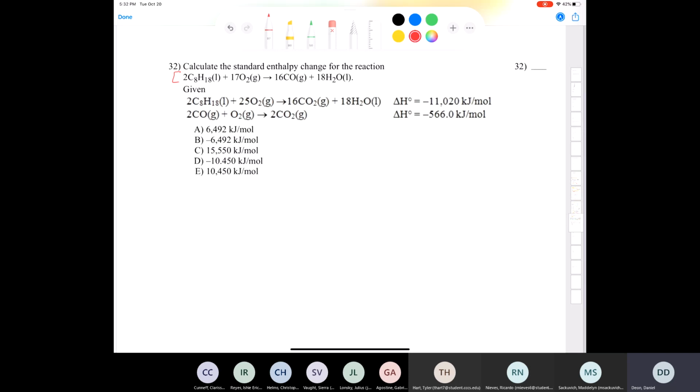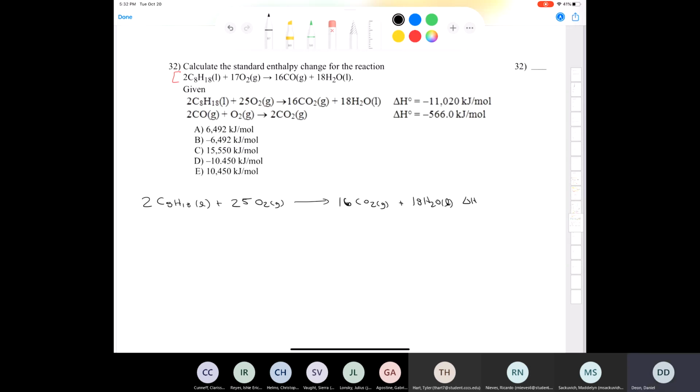The first equation doesn't have to be manipulated in any way, shape, or form because the only place that I have 2 moles of octane is in that first equation. So the first equation, I'm just going to rewrite it the same way it's written. So I have 2 moles of octane, C8H18, which is a liquid, plus 25 moles of oxygen gas produces 16 moles of carbon dioxide gas plus 18 moles of water.